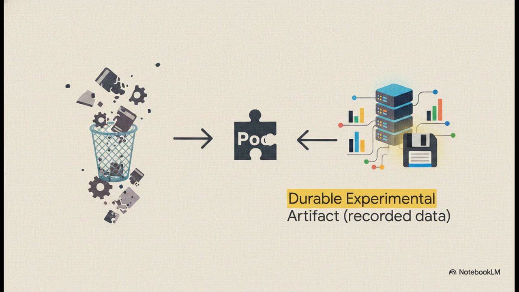What we need to do instead is separate the PoC into two things. The actual code, that's a disposable implementation artifact. You literally throw it away. But the metrics, the scenarios, the lessons learned, that is a durable experimental artifact. That knowledge absolutely must be preserved to justify your future architectural decisions.